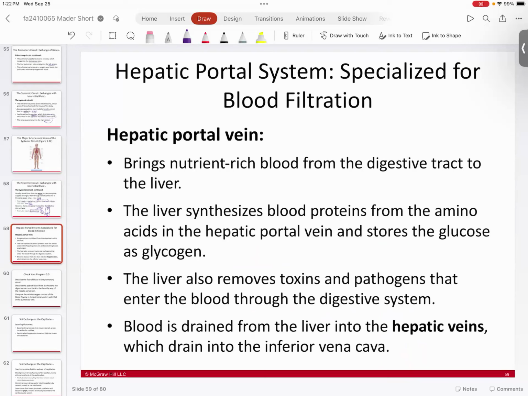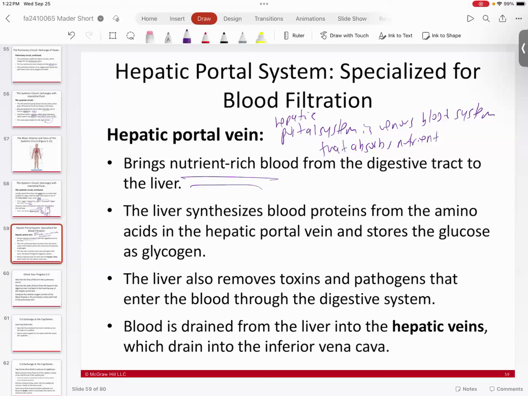So the biggest portal system, we actually have 2 main portal systems in our body. One is the hepatic portal system. And this is a really special system because this one is bringing nutrient-rich blood to the liver. Now, remember, the hepatic portal system is venous. It's the venous blood system that absorbs nutrients from the digestive tract.